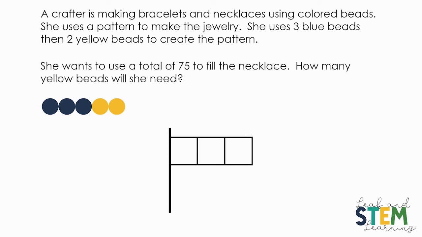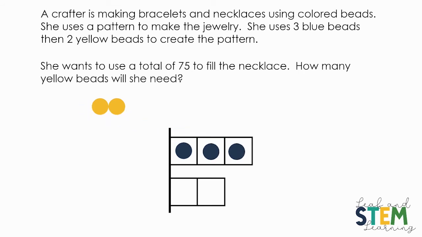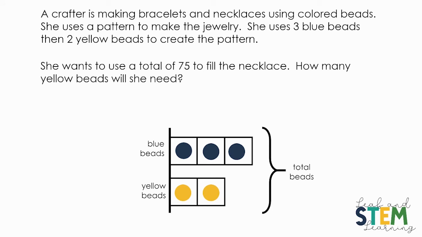In this strip diagram, we will use boxes to represent the beads. You can see that there are 5 boxes total, 1 for each bead. Blue, blue, blue, yellow, yellow, blue beads, and yellow beads. That's a total of 5 beads.